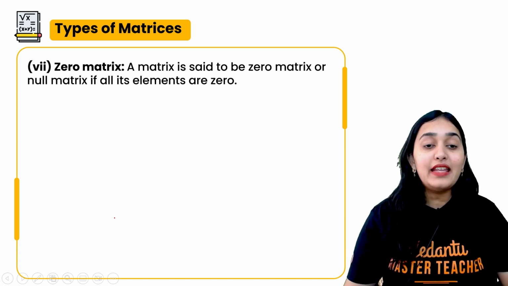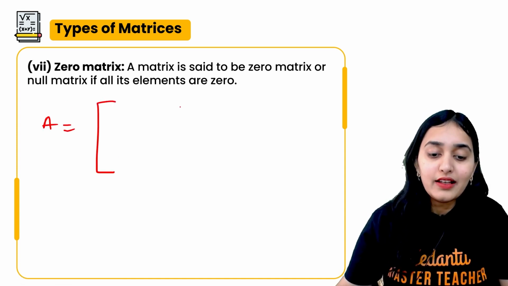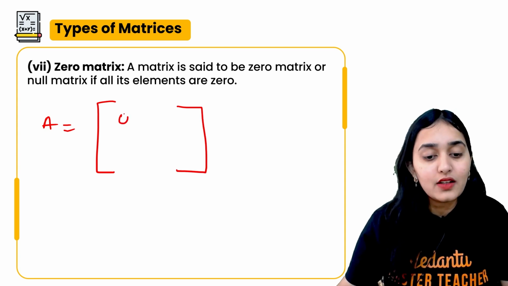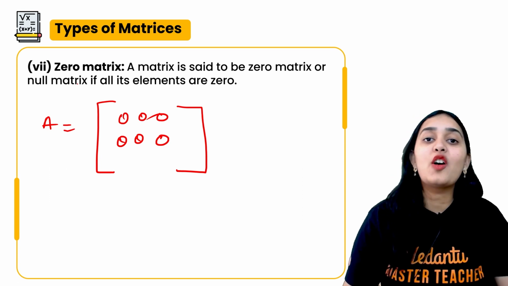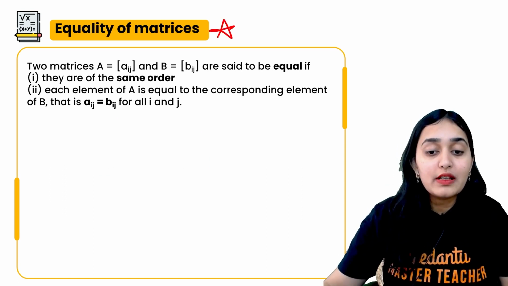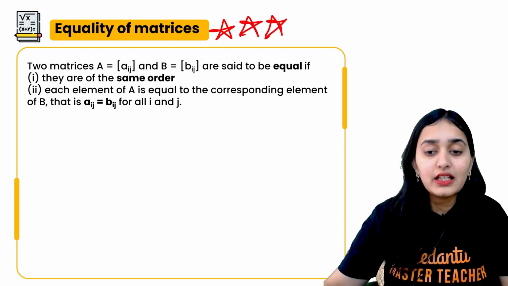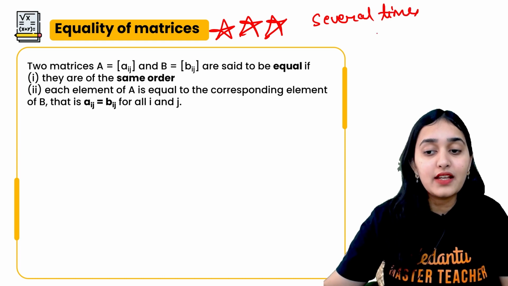Okay. Next, zero matrix. Now zero matrix is pretty simple. If all the elements are 0, 0, 0, 0, 0, 0, 0, then it is a zero matrix or a null matrix. Alright. Now, this is one of the most important topics asked several times in previous year questions.